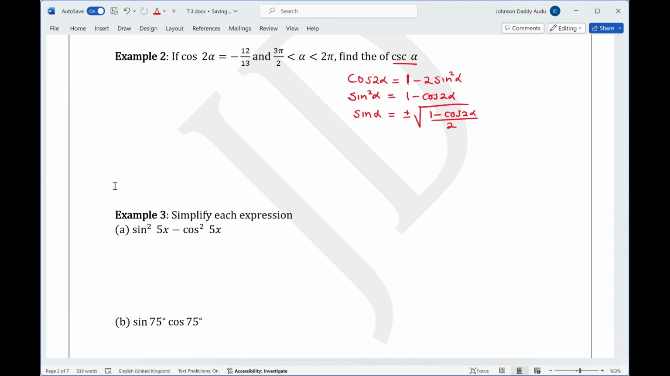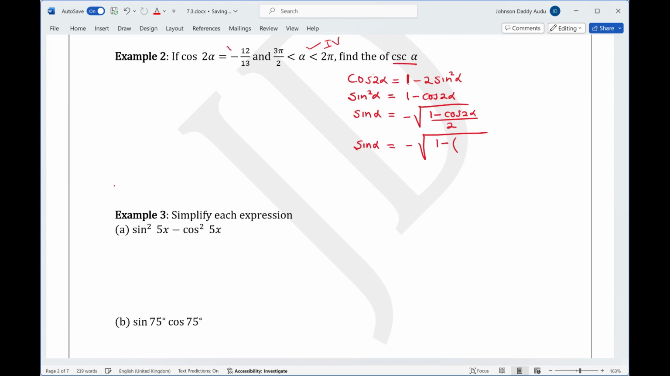But if you look at alpha, we are told that alpha is in which quadrant? This is our alpha, and alpha is in the fourth quadrant. So since this is quadrant 4, it means that we're going to use the negative because sine is negative in the fourth quadrant. So this is all we need to use. So we can now substitute. So sine alpha is going to be minus the root of 1 minus, we already have cosine 2 alpha.